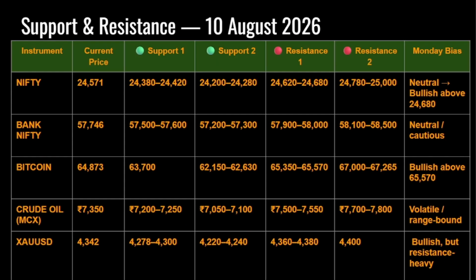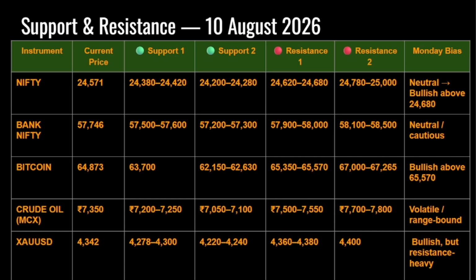Now let us look at the support and resistance levels. The support and resistance levels for Monday, 10th August 2026. For Nifty 50, the reference price in our analysis is around 24,571. The first support zone is 24,380 to 24,420. The second support is 24,200 to 24,280.